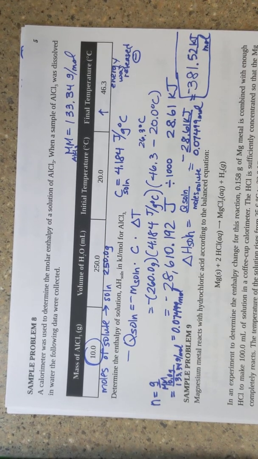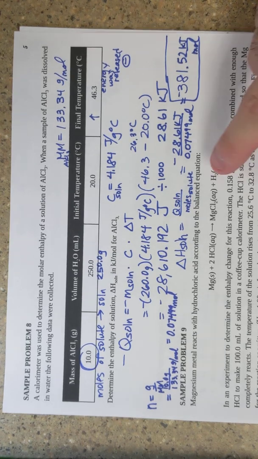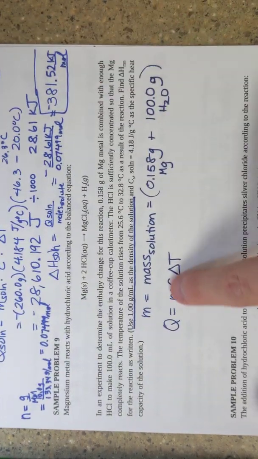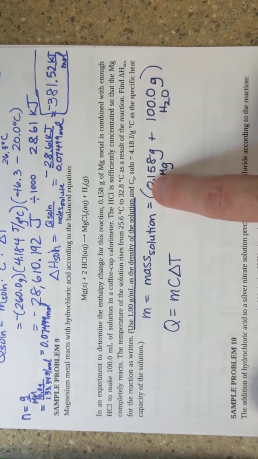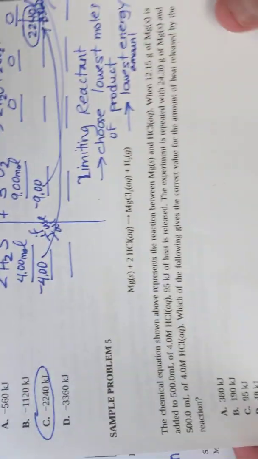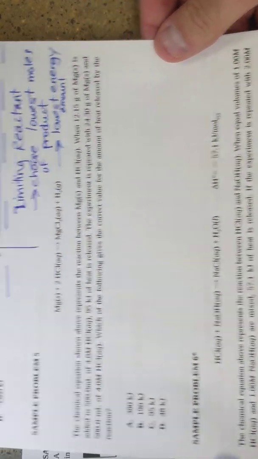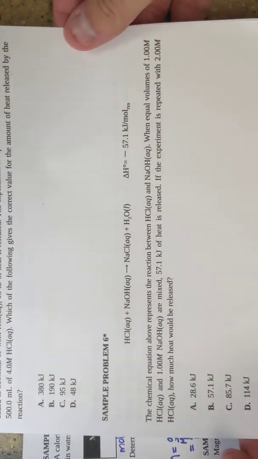So I'm hoping these questions could kind of help you get through the rest of the questions. Make sure you do question number 9. Number 9, I'm going to set you up that we could do the same idea. Mass of the solution is the mass of the two things combined. And then questions 5 and 6 are going to be very similar to what we did in question 4, trying to figure out how much energy comes out of the reaction.